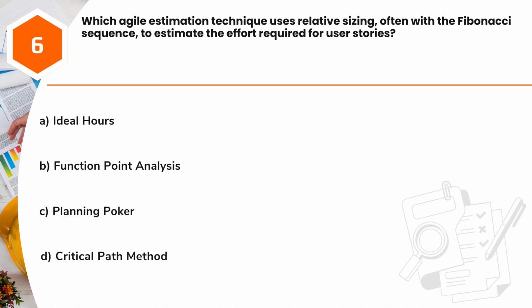Question 6. Which Agile estimation technique uses relative sizing, often with the Fibonacci sequence, to estimate the effort required for user stories? A. Ideal hours. B. Function point analysis. C. Planning poker. D. Critical path method.